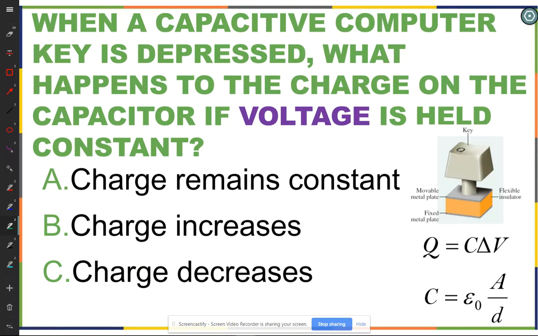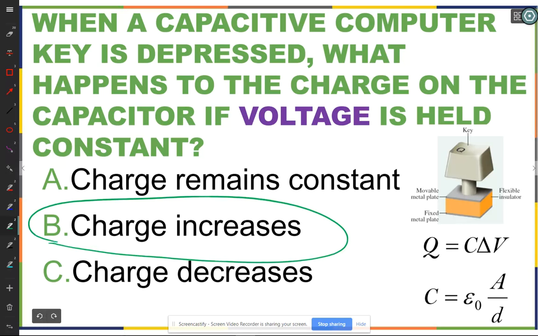So now just to make sure we all followed along, when a capacitive computer key is depressed, what happens to the charge on the capacitor if voltage is held constant? It went which way? I'm going to say increases. You're right. It increases because the capacitance increased and the voltage stayed the same, so the charge increases.